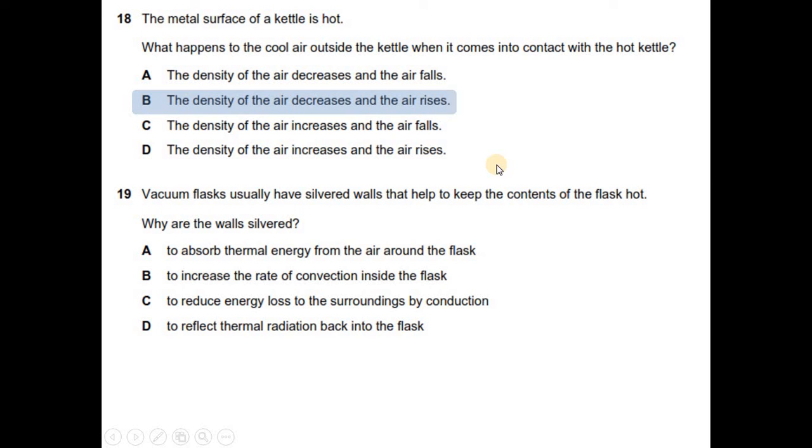Question number 19. Vacuum flasks usually have silvered walls that help to keep the contents of the flask hot. Why are the walls silvered? The reason is that a silvered wall is a very good reflector. The options: to absorb thermal energy, to increase the rate of convection inside the flask, to reduce the energy loss to the surroundings, or to reflect thermal radiation. The silvered mirror is all about reflection because it is a good reflector. So your option is D, because it can reflect thermal radiation back into the flask.